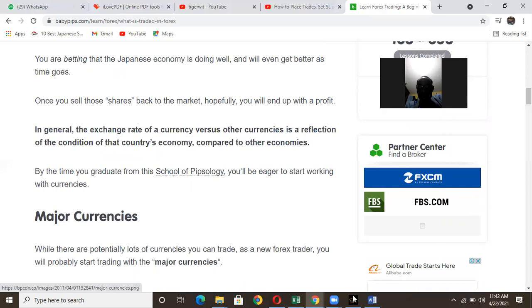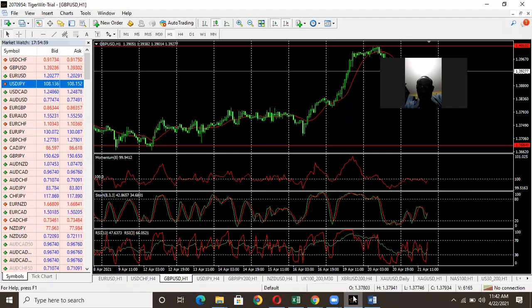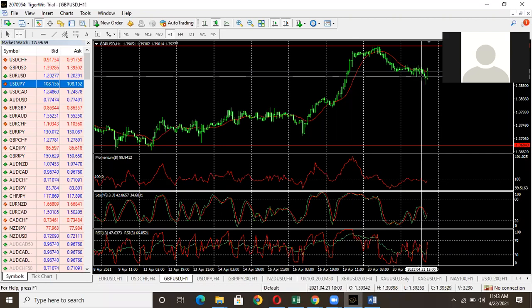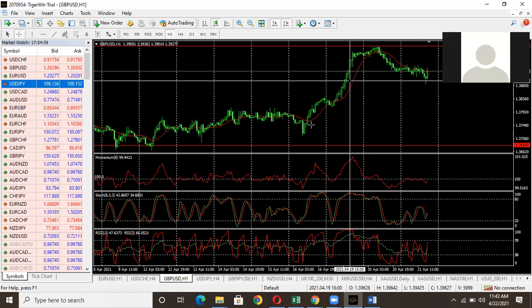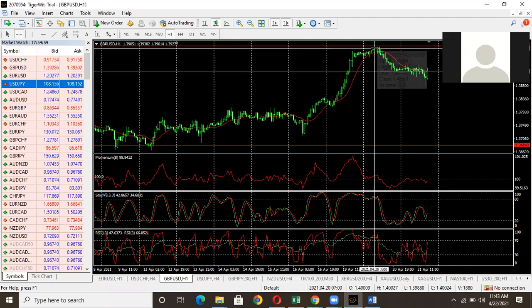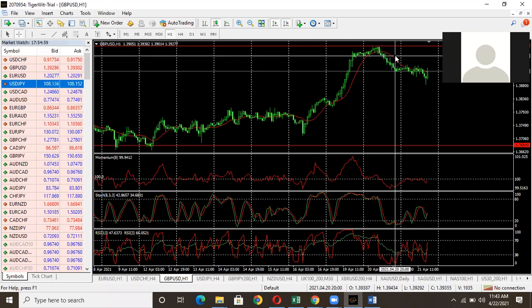This is another example. So you see, this is the pound. If you bought into the pound, this was sometime last week, and it did well, then you sell back those shares, of course, you'll be making a very, very nice profit.